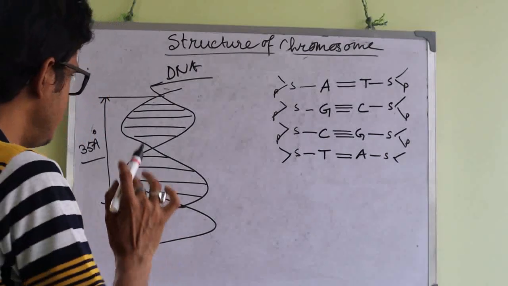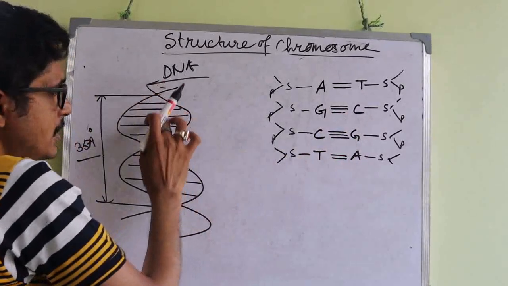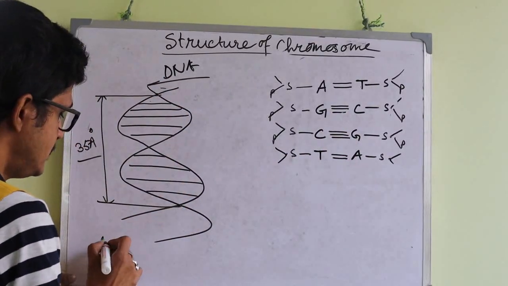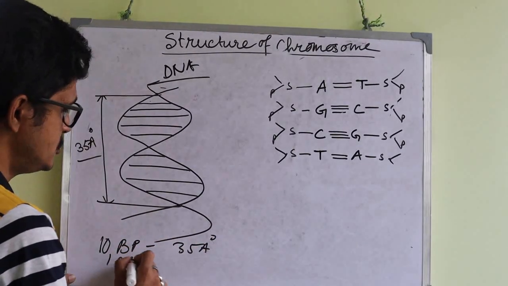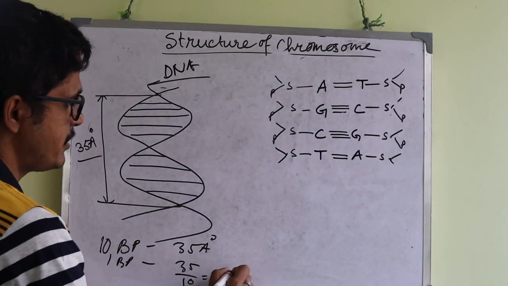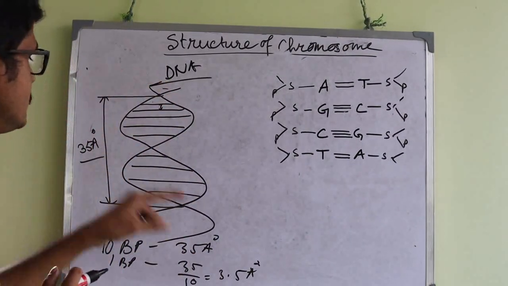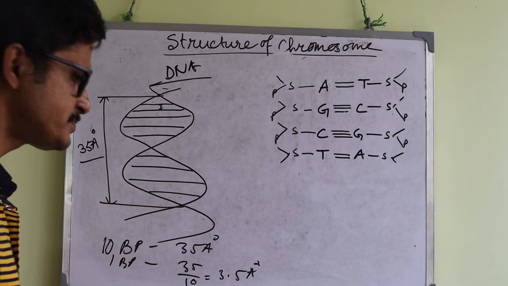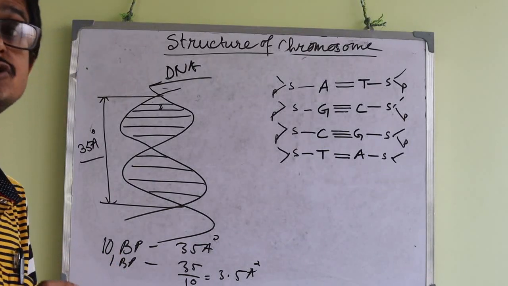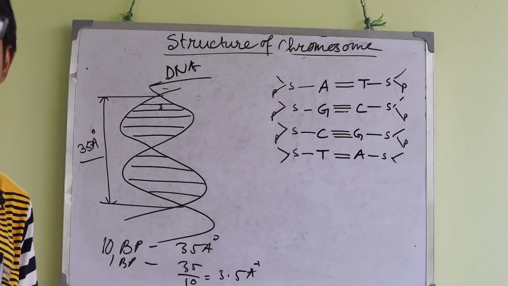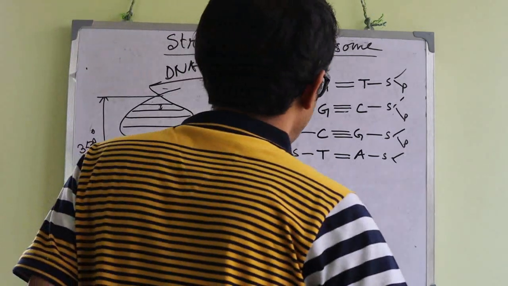10 base pairs means 1, 2, 3 like this. One base pair means like this. 10 base pairs are there. So 10 base pairs equal 35 angstrom, so 1 base pair is 35 by 10, that is 3.5 angstrom. So the distance between base pairs is 3.5 angstrom. This is the original structure of DNA, a double helix structure, also called a supercoil structure. Next day we will discuss the next part of the DNA and the cells. Okay.